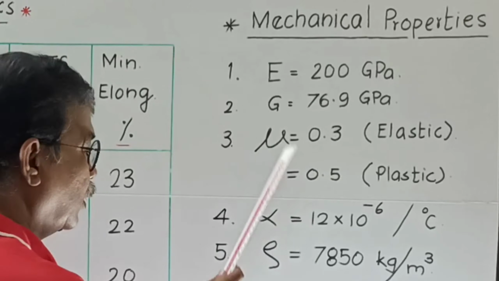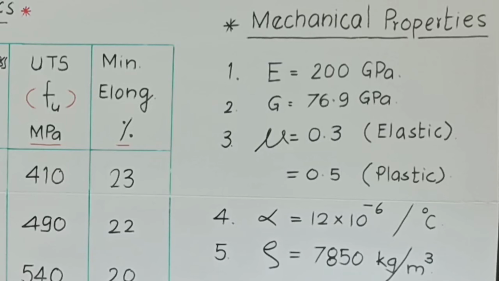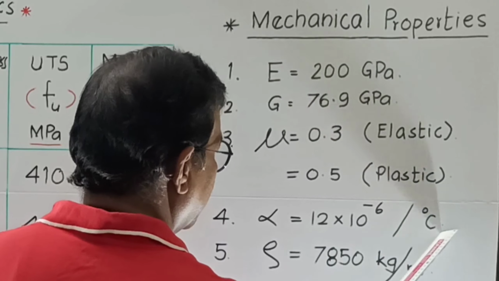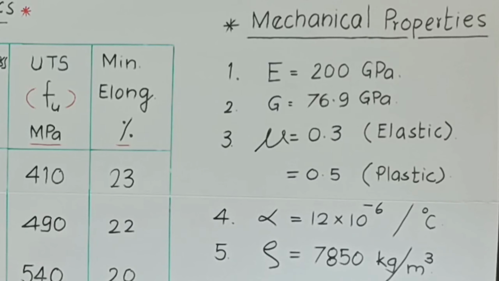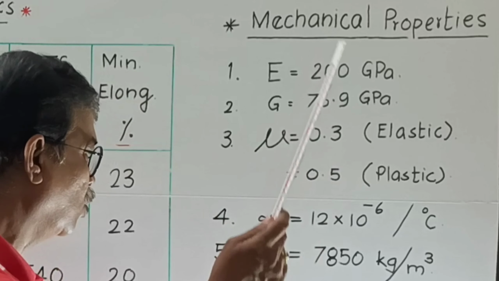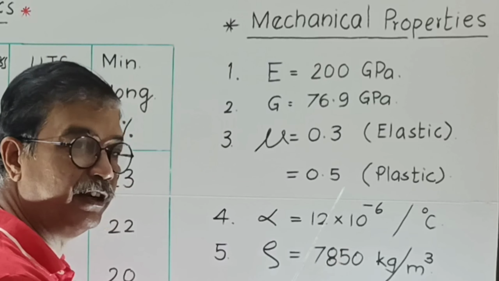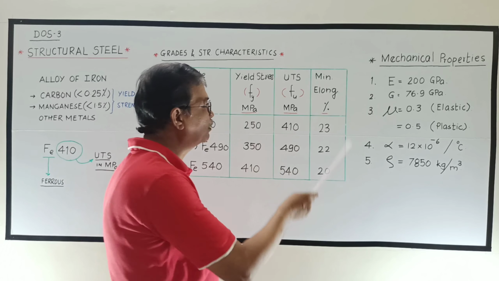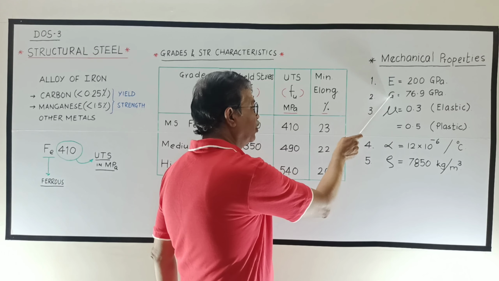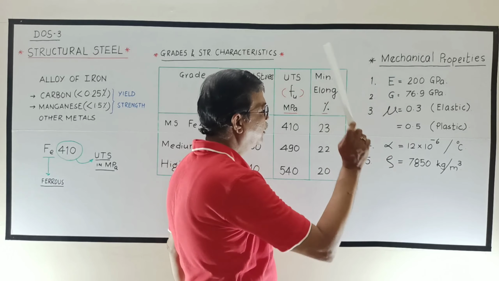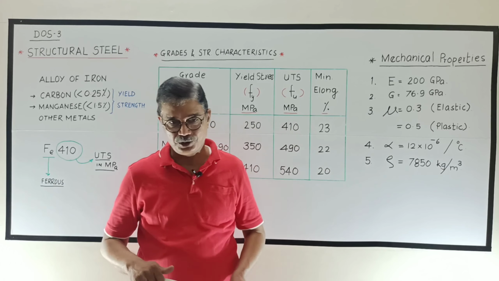The fourth property, coefficient of thermal expansion, that is alpha, is equal to 12 into 10 raised to minus 6 per degree Celsius. And the last one, that is unit mass, that is specific mass, that is denoted by rho, is equal to 7850 kg per meter cube. Okay, so these are some mechanical properties: modulus of elasticity, modulus of rigidity, Poisson's ratio, coefficient of thermal expansion, and mass density or unit mass, you can say.